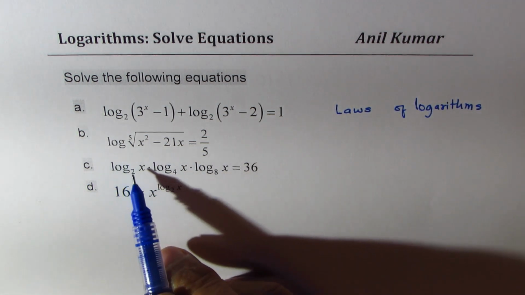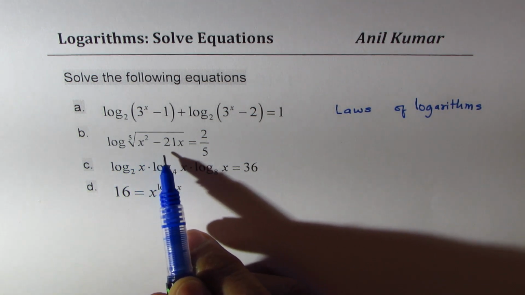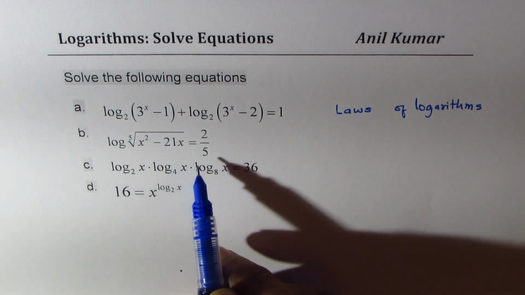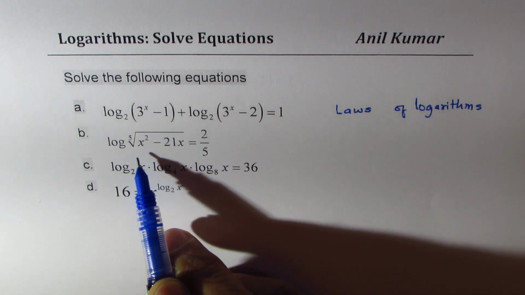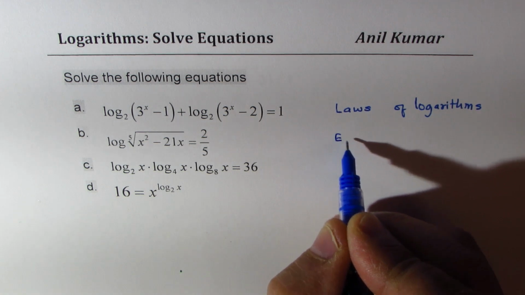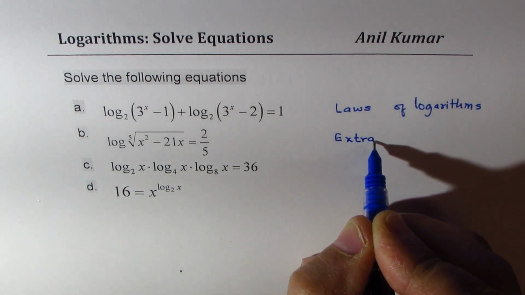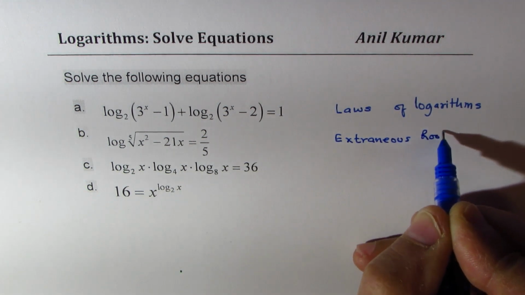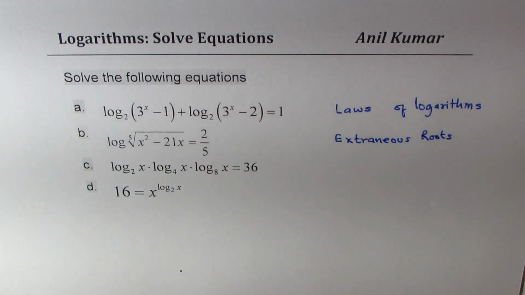The second equation seems to be straightforward. Log to the base 10, fifth root of x squared minus 21x equals to 2 over 5. Now when you solve this equation by converting it to exponential form, you should be looking for extraneous roots. That means the solutions may not be perfectly fine when you place them back into the equation.